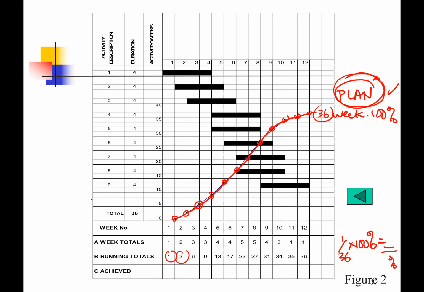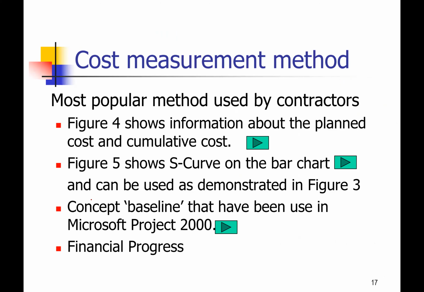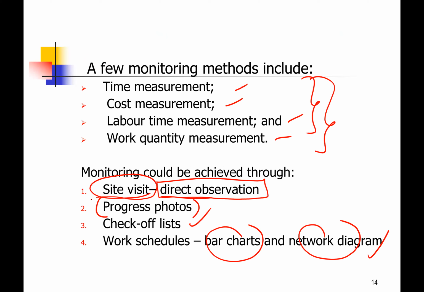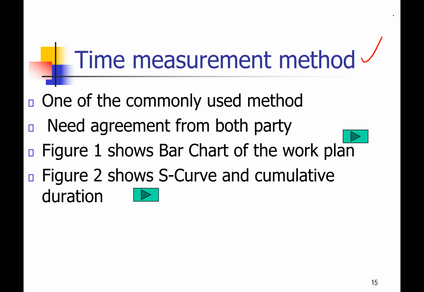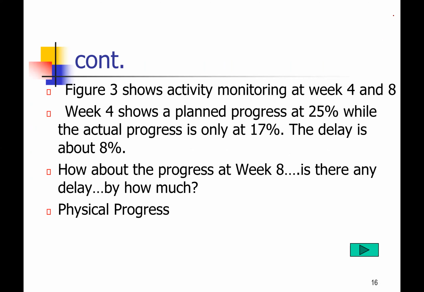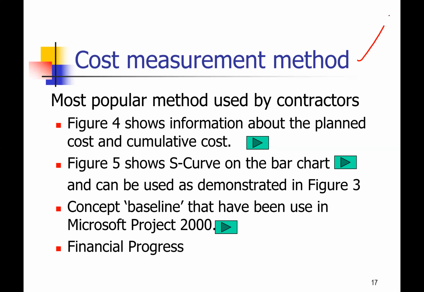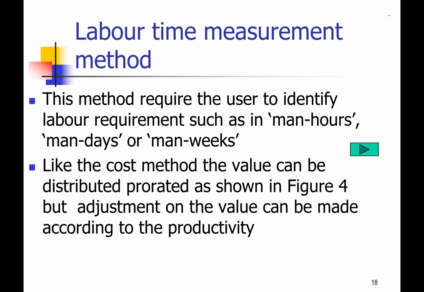Now we go back to the third one, labor time management. We already covered time management. I already showed you the bar chart to reflect the physical S curve. Then I already mentioned the financial S curve as well. The concept is the same, but now using cost. And then labor time measurement. Labor time management, we can measure according to man hour or man days or man week. That is quite a common term being used.